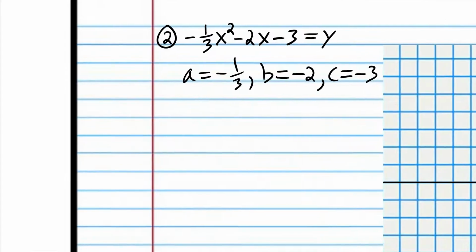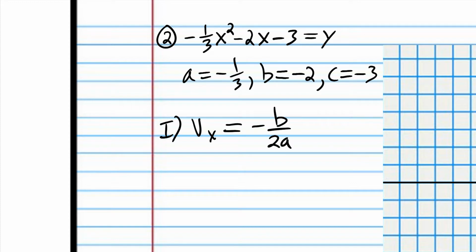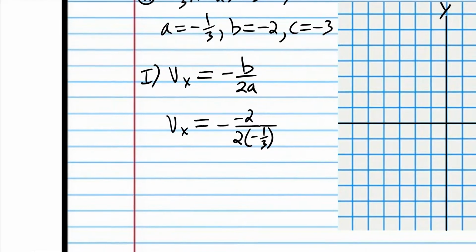And so, as usual, first step is we're going to find the vertex, and to do that, we're going to first find the x value of the vertex, and we're going to use that special formula. And b is -2, and a is -1/3. But you can see right off the bat that we're dealing with more difficult numbers here. Now these 2's just cancel out.